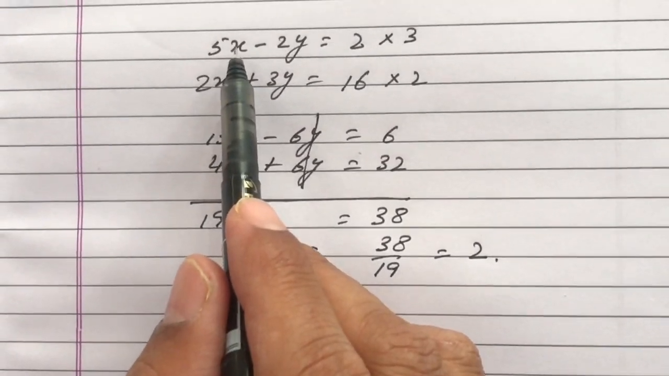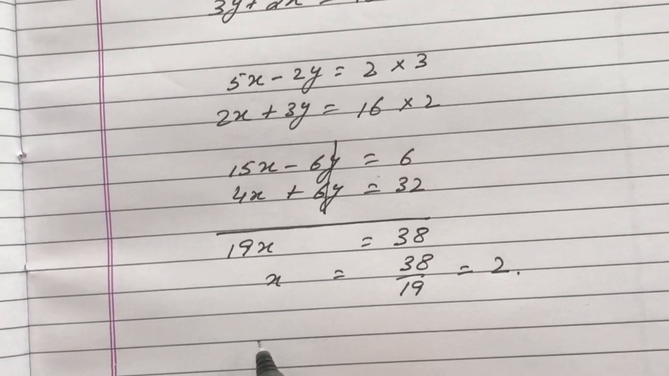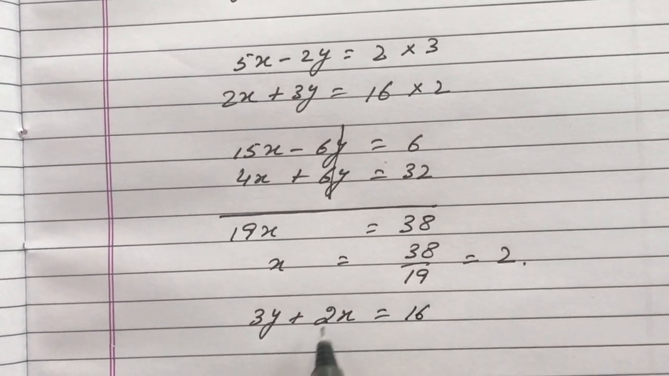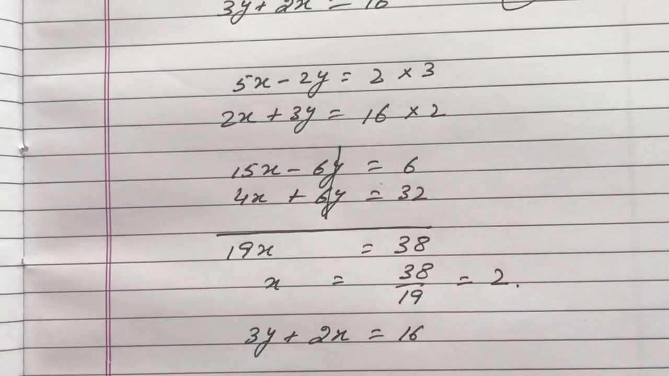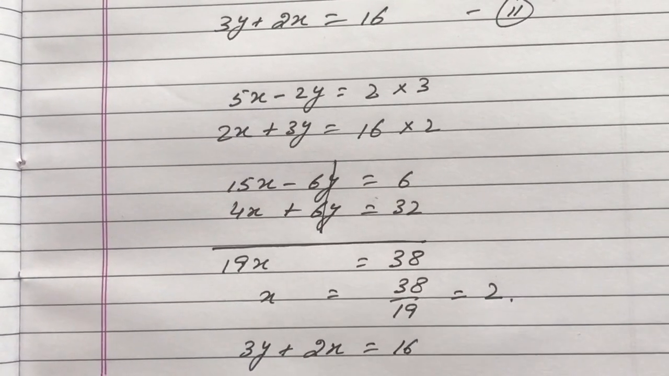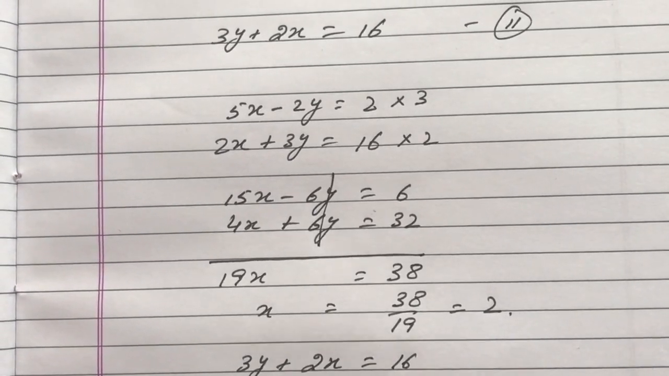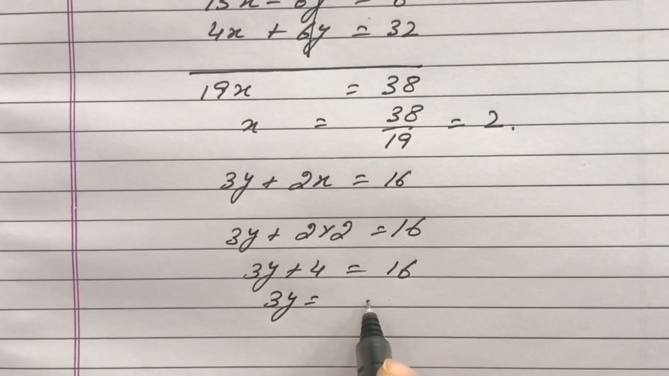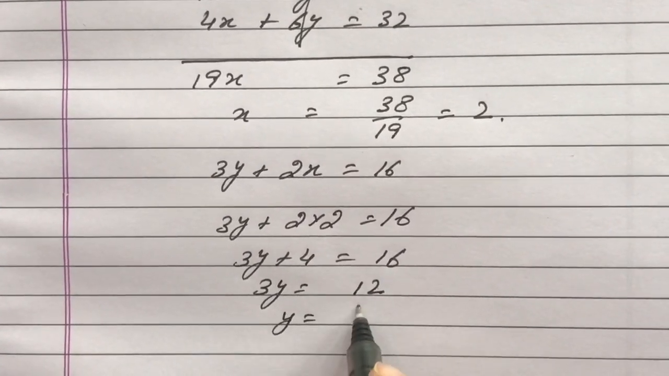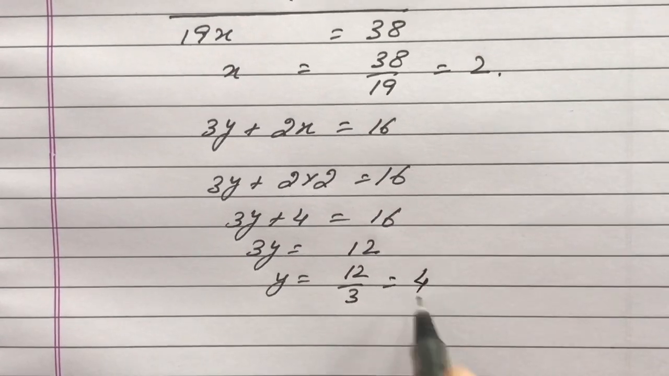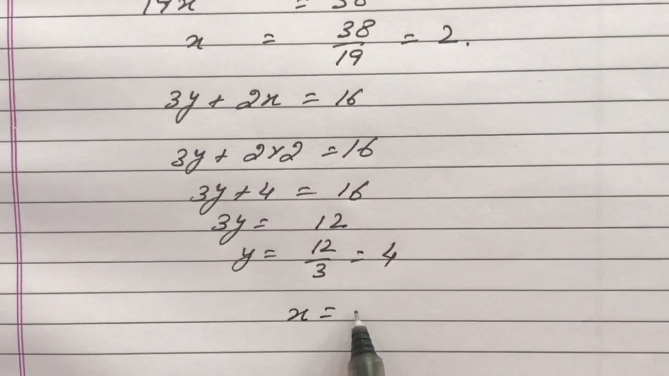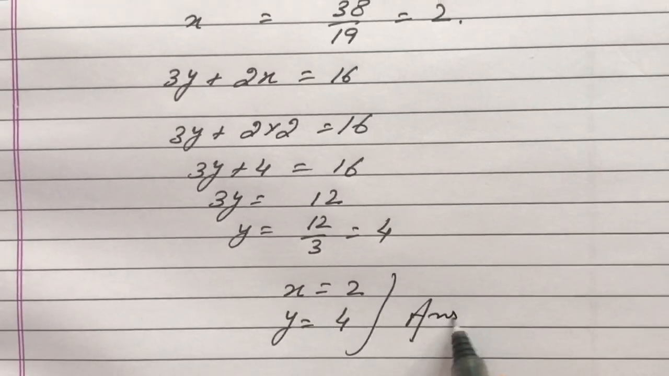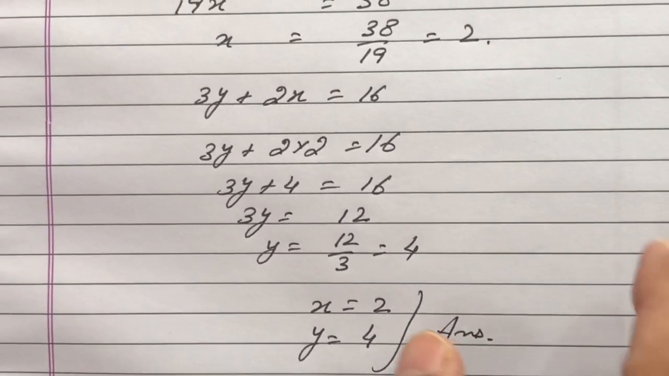So put the value of x here in any equation. 3y plus 2x is 16. Value of x is 2. 2 into 2 is 4. 3y plus 4 is equal to 16. 3y is 16 minus 4, 12. y is 12 upon 3, 4. So x is equal to 2. y is equal to 4. That's my answer. So this was question number 6.